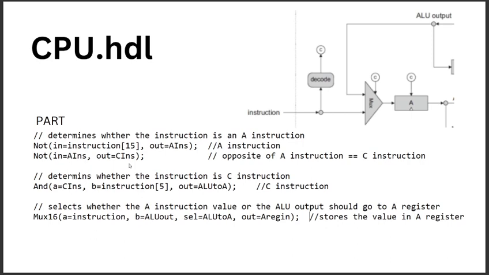From the diagram, the A register can be fed by either the instruction input or the ALU output. If it is a C instruction, then the computation occurs in the ALU and the ALU output is stored in the A register. We use AND gates to determine that the instruction is a C instruction. The 16-bit mux is used to select whether the instruction or the ALU output is to be stored in register A.